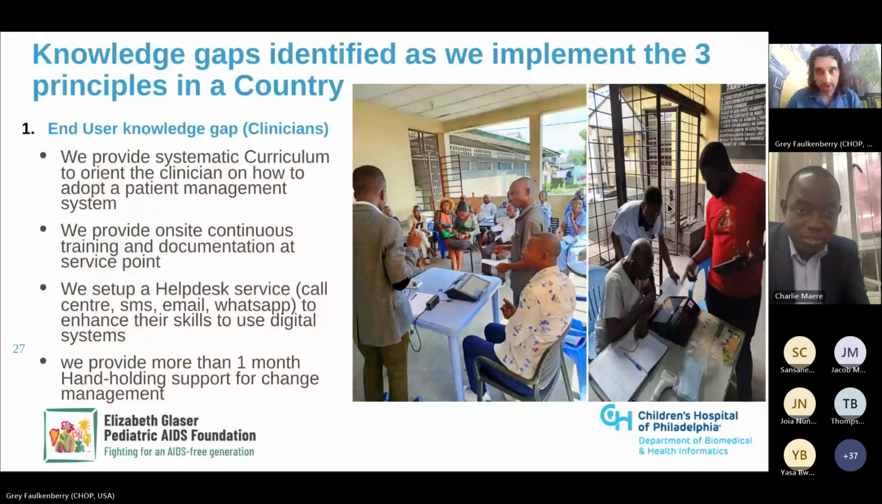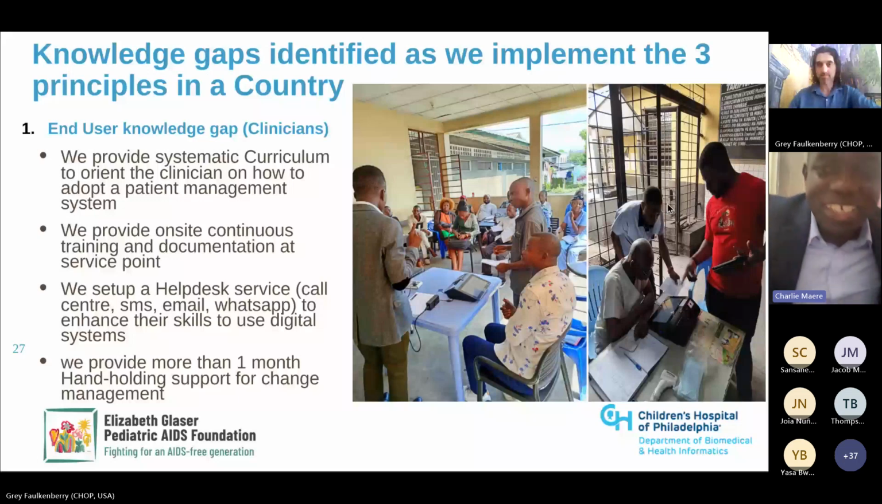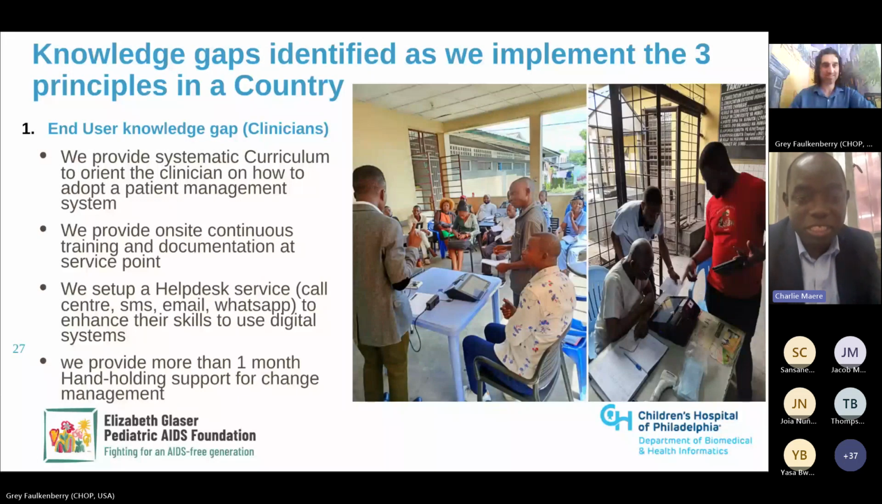Sorry, and 1 minute. Okay, I'll rush through. I'll just share there are four points which we have learned when implementing these systems, and the knowledge gaps we have identified. The first one is end user knowledge, where we systematically build curriculums and also on-site training and help desk support. And when we are introducing the system for the first time, we actually build in hand-holding support for over a month just to manage the change. Next slide.